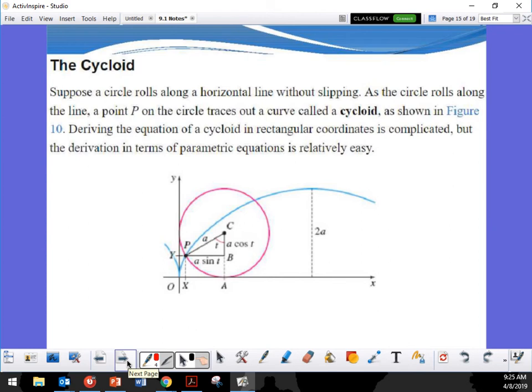Cycloid. Suppose a circle rolls along a horizontal line without slipping. As the circle rolls along the line, a point P on the circle traces out a curve called a cycloid, as shown in the figure. Deriving the equation of a cycloid in rectangular coordinates is complicated, but in terms of parametric equations it is relatively easy.